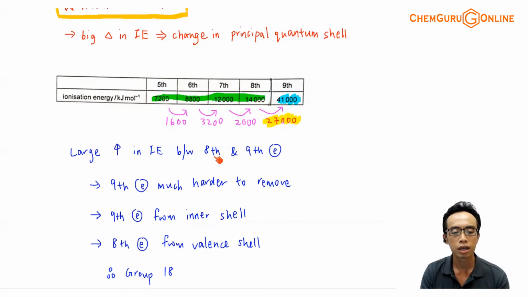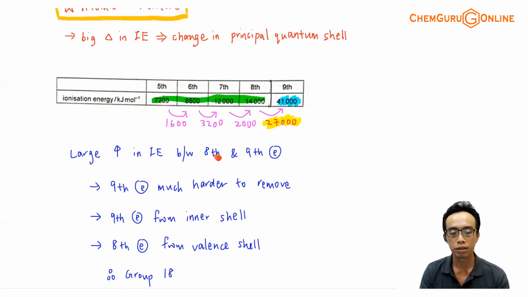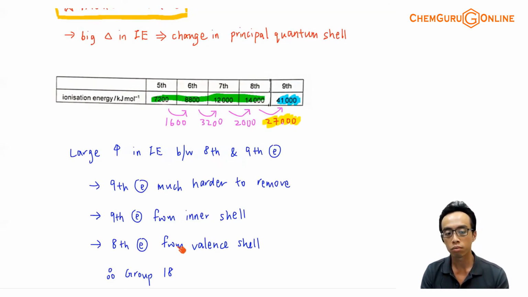So what this means is my element must have 8 valence electrons, because the 8th electron is from the valence shell. So all the previous electrons that we remove are all from the valence shell. So this element must have 8 valence electrons. Therefore, it must be in group 18, a noble gas.